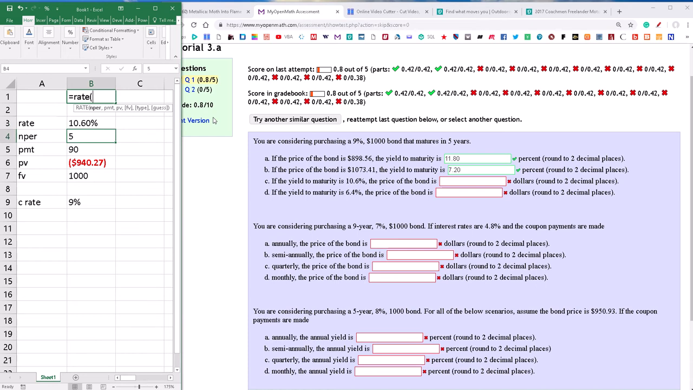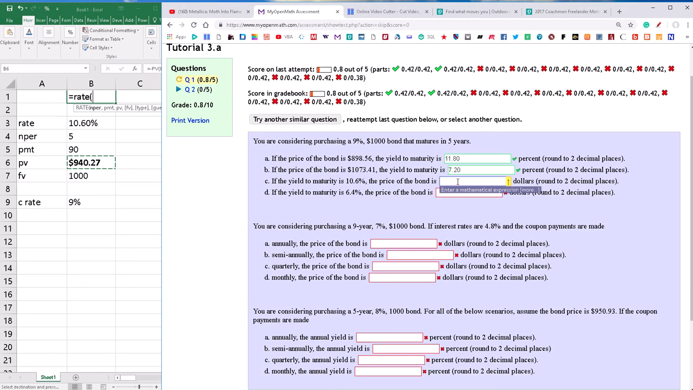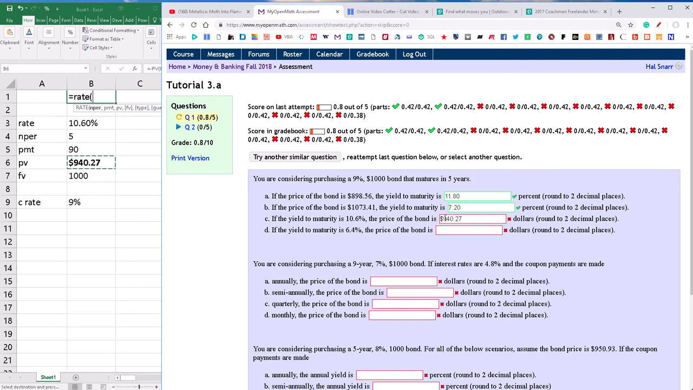Okay, so 10.6%, 5 periods, $90 annual payment we're receiving every year for 5 years, and then at the end of 5 years we receive $1,000. So the parentheses in red means it's negative. So we can put a negative sign in front of the PV, and it comes out as just dollars. So the price we pay out is $940.27 to get the right to purchase this income stream if the interest rate is 10.6%. Oh, we don't need the dollar sign. Sorry about that.